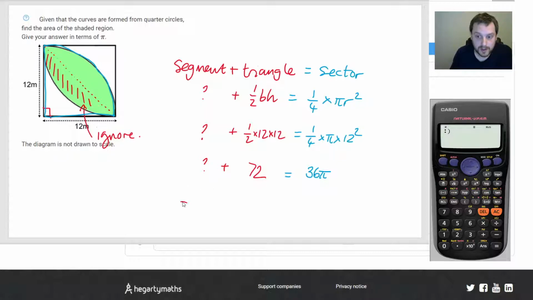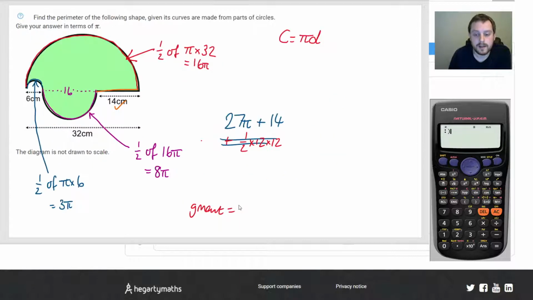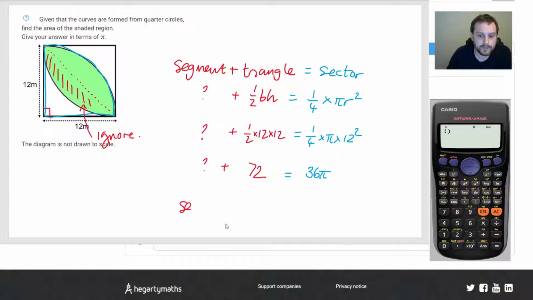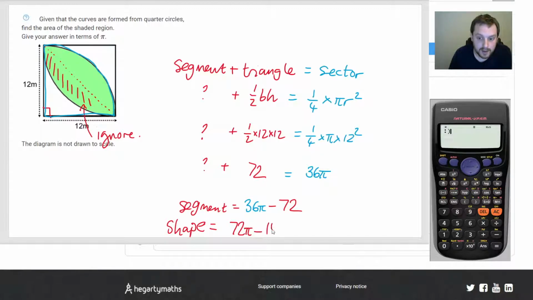So the segment is 36 pi minus 72, and so therefore the actual shape we want has area 72 pi minus 144.